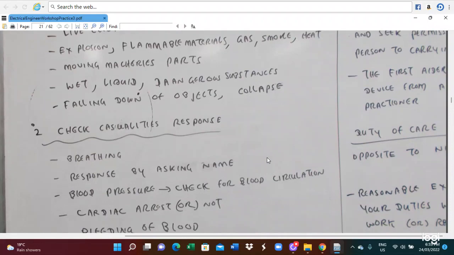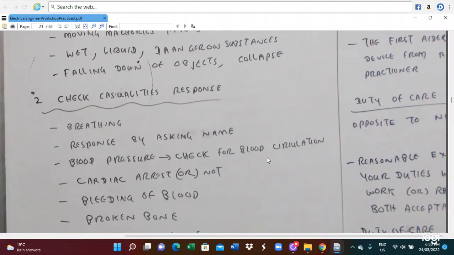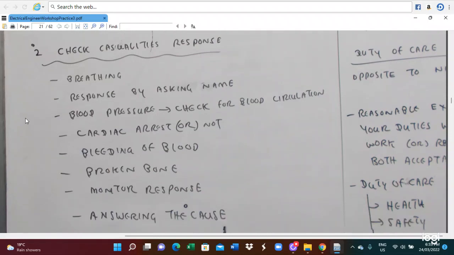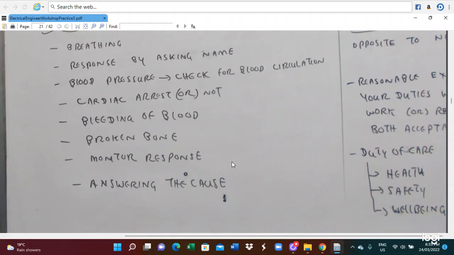Also check for the casualty's response. You need to check the breathing, oxygenation and blood pressure, check the blood circulation, and ensure whether there is cardiac arrest or not. Check for bleeding and broken bones, monitor the response, and also answer the call. Those things have to be checked for the casualty.